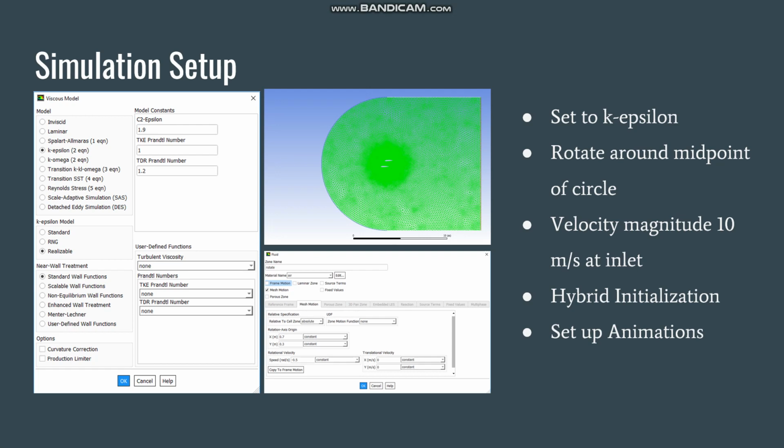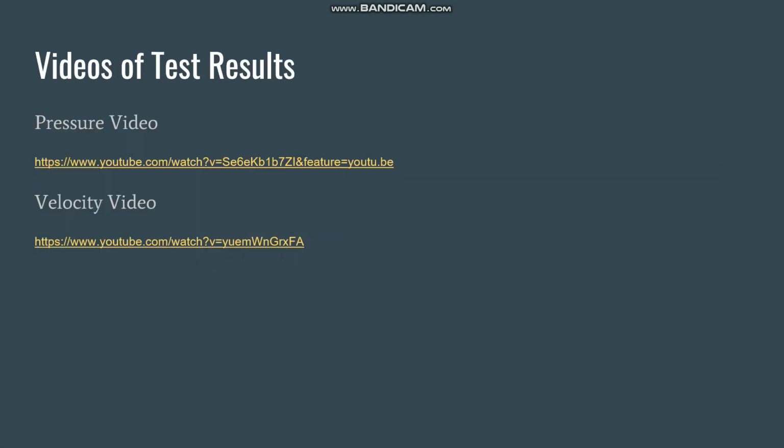And then for the velocity magnitude, I took the inlet, which is the front named section, the round part of the D. I set the velocity magnitude to 10 meters per second straight toward the airfoil. You initialize it using hybrid initialization, and then you set up the animations appropriately.